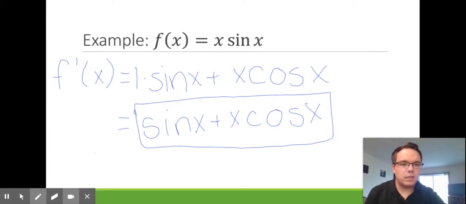All right, so that's finding the derivative of sine and cosine. And we did examples of when you have to add, when you have to use the chain rule, and when you have to use the product rule.